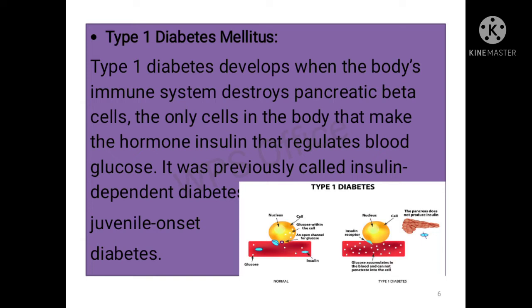The first type is type 1 diabetes mellitus. It develops when the body's immune system destroys the pancreatic beta cells. The beta cells in the pancreas are involved in making the hormone insulin. When these beta cells are destroyed, the pancreas is not able to secrete insulin, which regulates the blood glucose level. This is also known as insulin dependent diabetes mellitus, or juvenile onset diabetes.